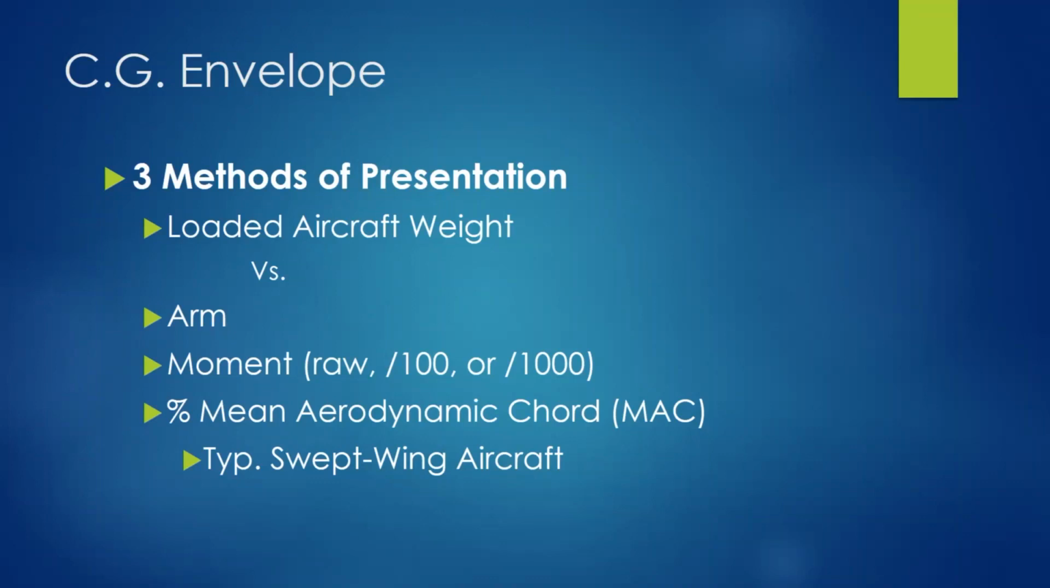And this is what I was talking about. It could be the raw moment, like we've been working with, but it could also be divided by 100 or divided by 1,000. So you just got to pay attention to that. Keep that in mind when you're looking at that. Or it could be one that's called the percent mean aerodynamic chord, and that's typically used on swept wing. That's what we used on the airliners was MAC, mean aerodynamic chord, because that accounts for the fact that, remember, in a swept wing aircraft, that center of gravity is going to change just because of the fuel burn, and so we have to look at that. That has to be taken into account throughout the flight.